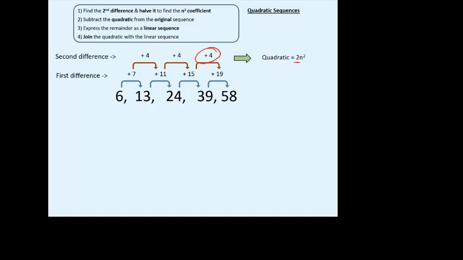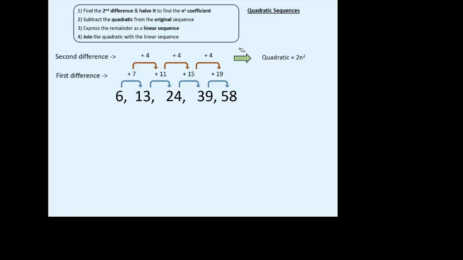If I'd had a common difference of, say, 10, then that coefficient there would have been a 5, so it'd be 5n squared. If it had been 20 for the common difference, I'd have 10n squared. Whatever the number is, half it and put it in front of n squared.